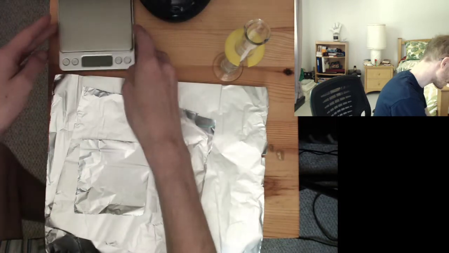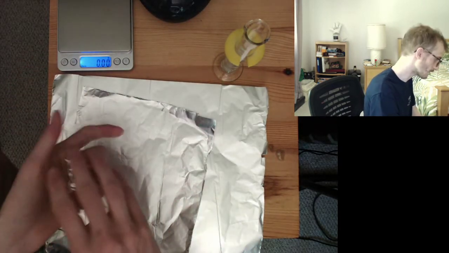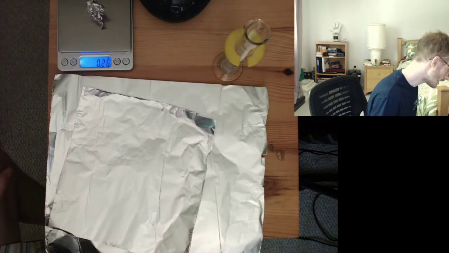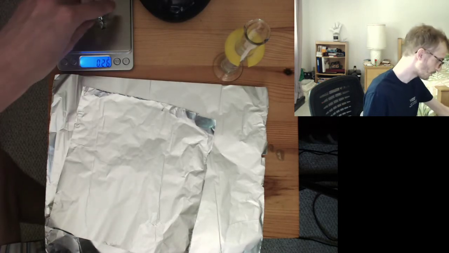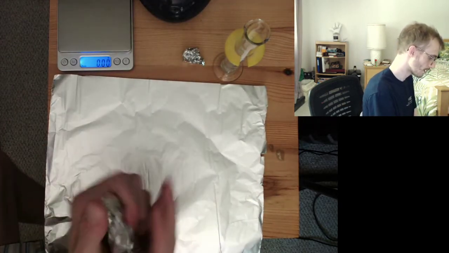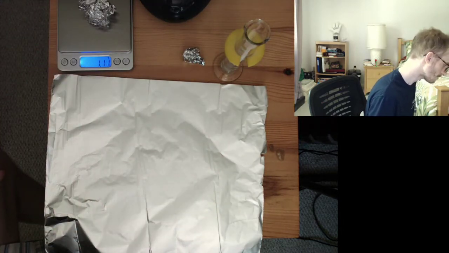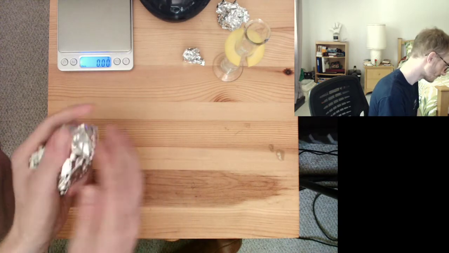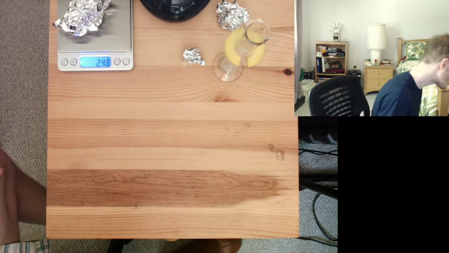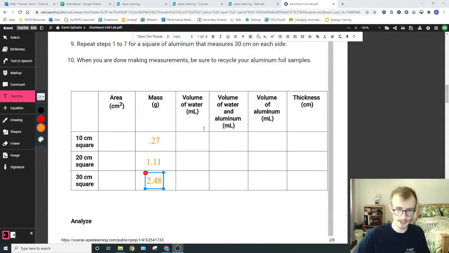So here's my scale. I'm going to turn it on. It says hello, how nice of it. Here's the 10 piece. I'm just going to fold it up enough that I can put it on the scale. It looks like it weighs 0.26 grams. This one I'm going to crunch up, and this one weighs 1.11 grams. And then this bigger one weighs 2.48 grams.